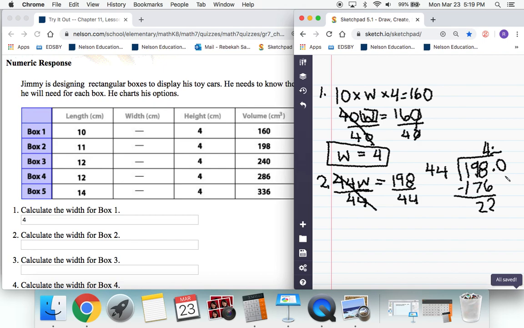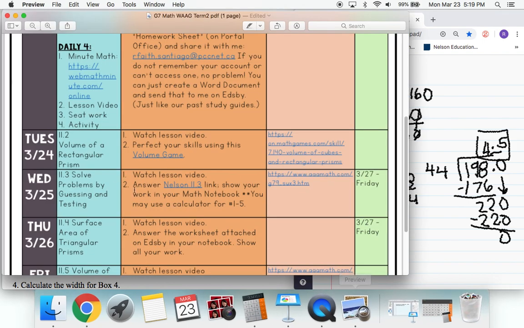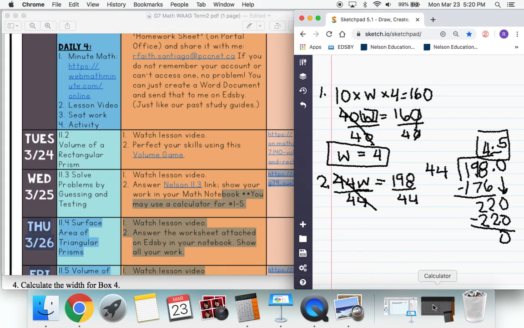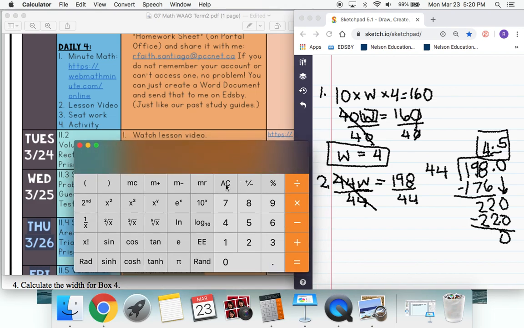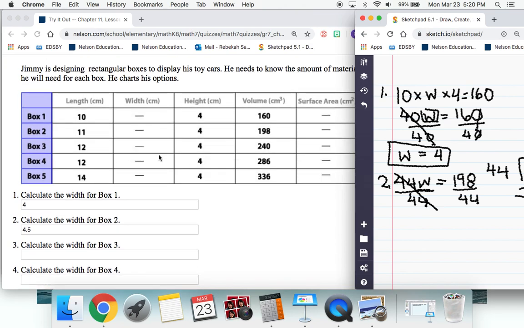So I put a 0, bring down my 0. So 44 times 5 equals 220, right? So now I know that my width equals 4.5. So I'm going to put that right here, 4.5. And just because I said you can use calculator to check your work, 198 divided by 44, we have 4.5. Awesome. Okay, and you're just going to do that for box 3, 4, and 5.